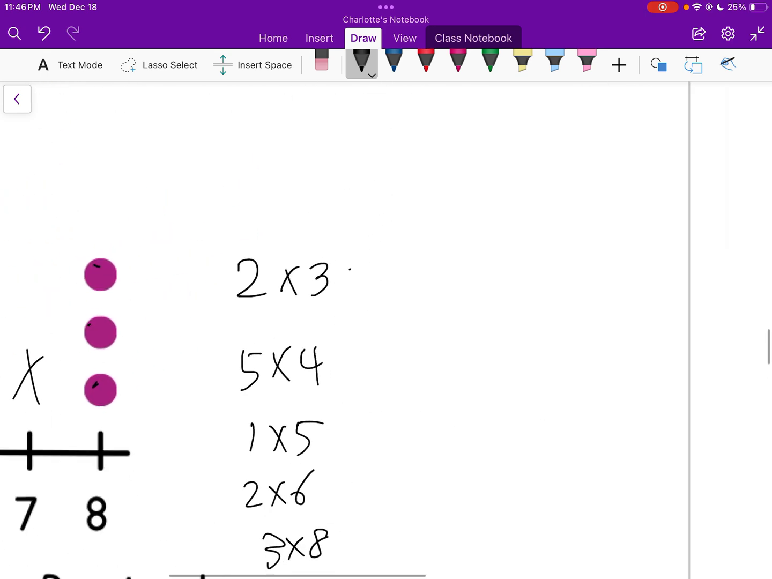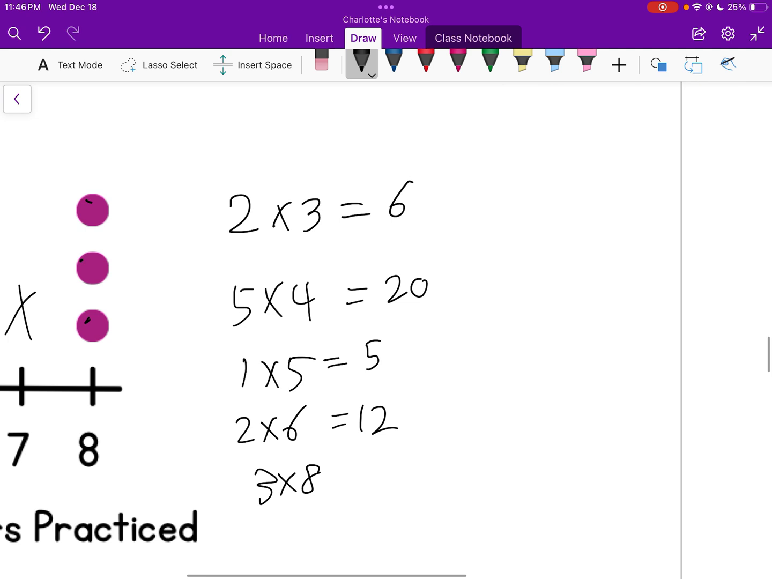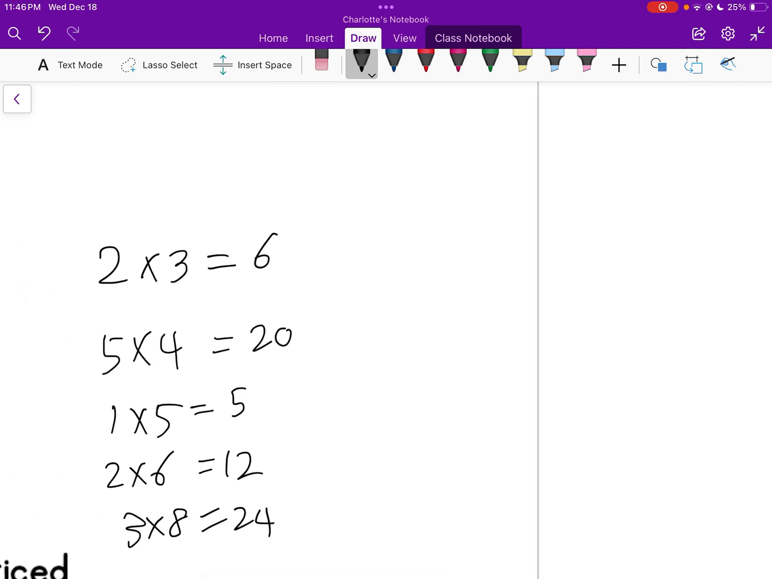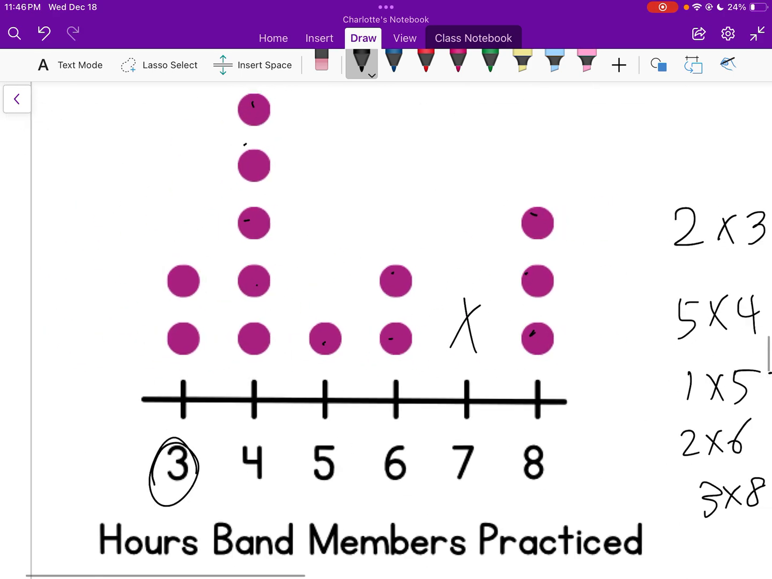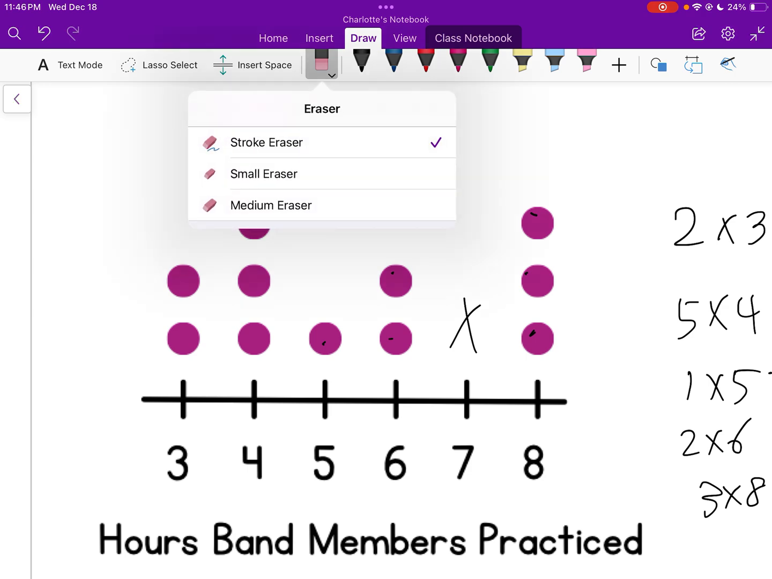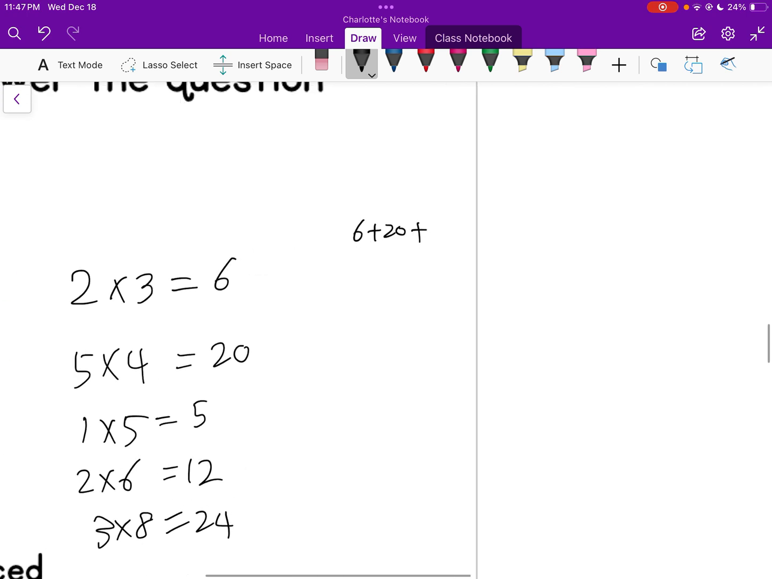So 2 times 3 is 6, and 5 times 4 is 20, and 1 times 5 is 5. 2 times 6 is 12, and 3 times 8 is 24. So we'll add everything up now. Make sure to multiply in this case, because the numbers indicate how many hours they practiced, but there's a different amount of people for each one. So you have to multiply first, then add it up.